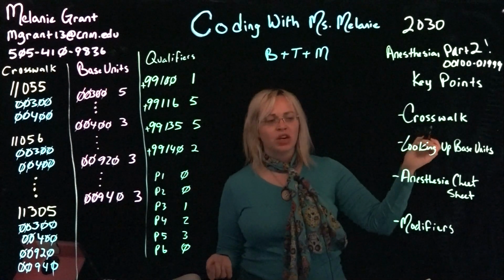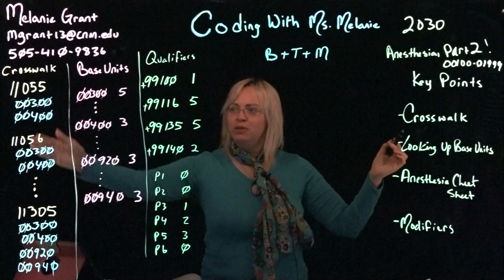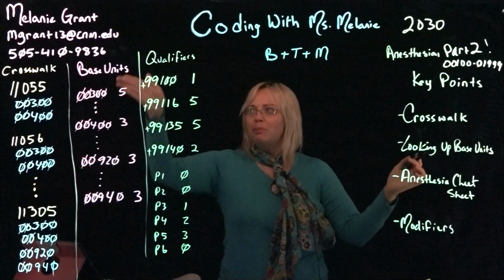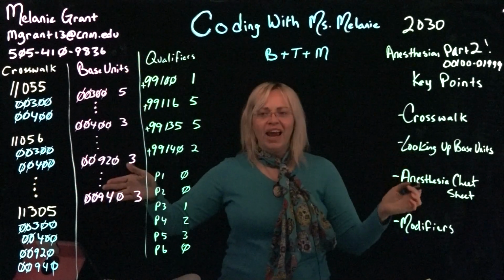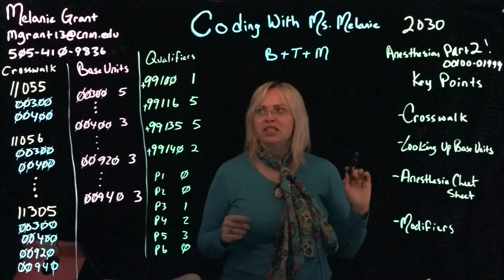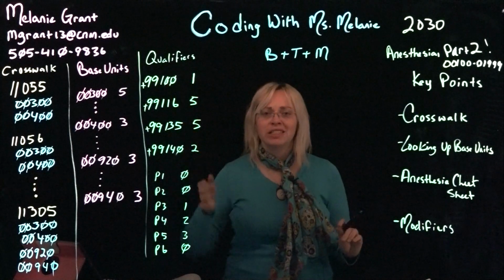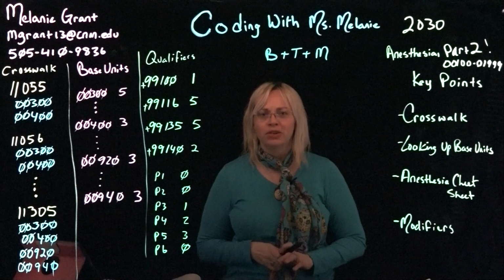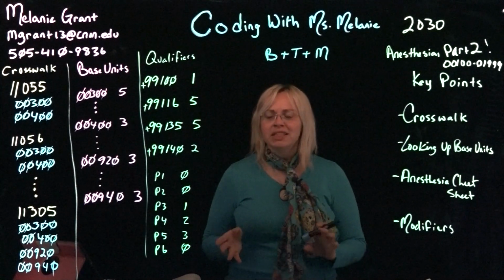Our key points that we're going to talk about are crosswalk, which I've given you a sample here, how to look up base units, which I've given here, and some of the details with the modifiers and qualifiers that you'll find in your anesthesia cheat sheet in this week's learning module. Okay, so let's get started.